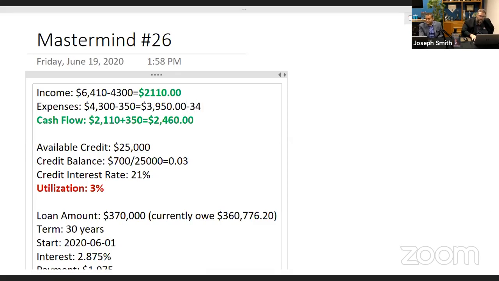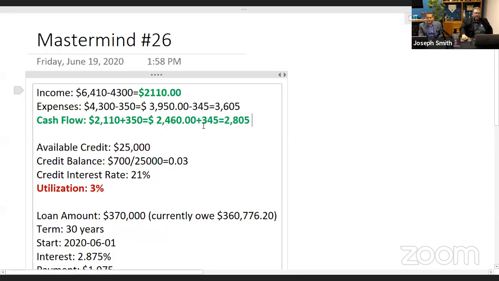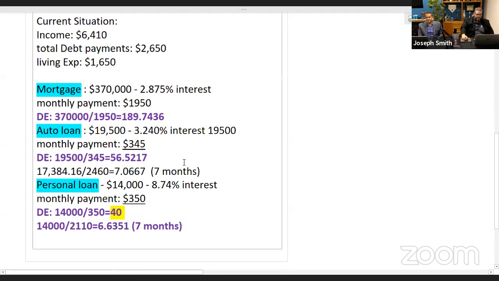We're going to subtract 345, right? And so now, oops. What did we do wrong here? I see. Now we're going to be at $3,605 of expenses. Now, here's what we're going to do: we're going to add our 345. And now we're at $2,805. Another pay raise. 2,805. That's excellent.